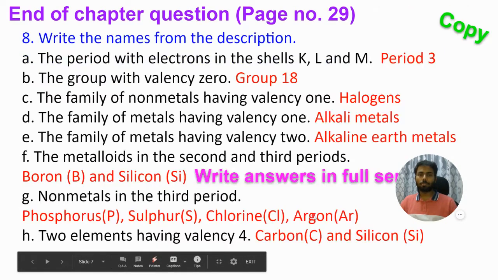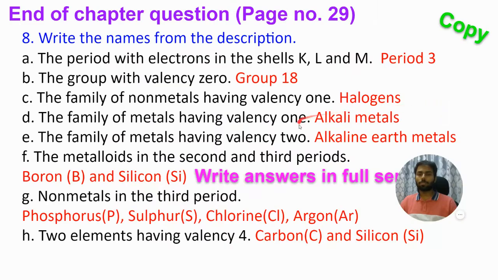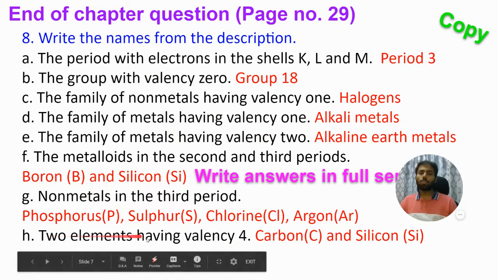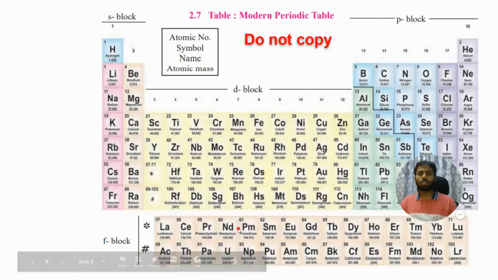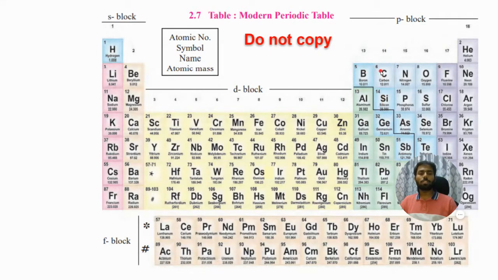Phosphorus, sulfur, chlorine and argon. These four will be your non-metals. Okay. Next, two elements having valency 4. So which group has valency 4? Group number 14 has valency 4. This you need to remember. So group number 14 has valency 4.